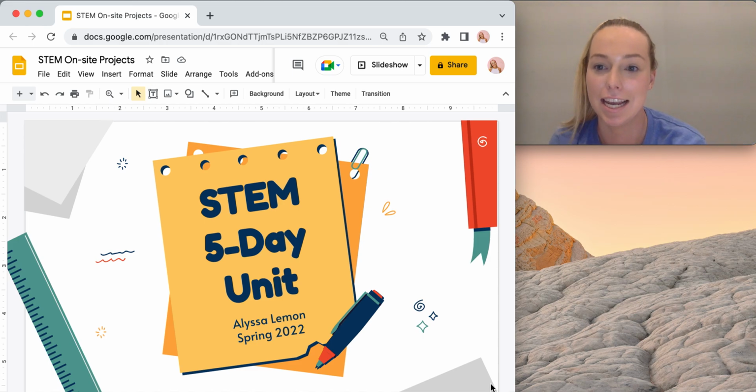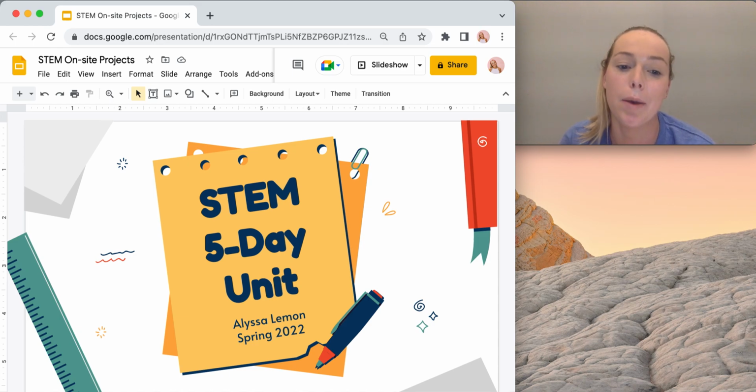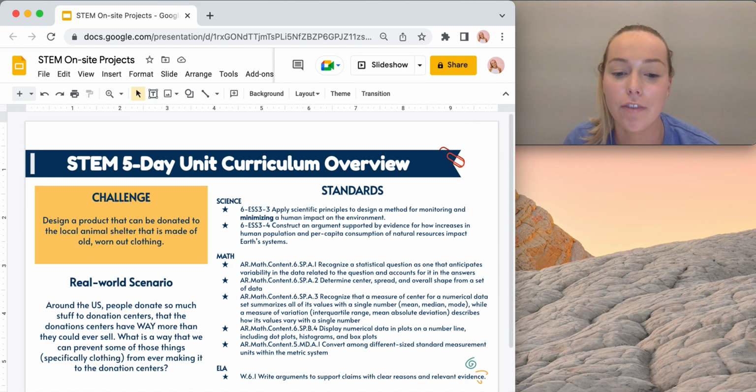So I was in a sixth grade classroom, so in a middle school setting, but we did our 5-day unit over human impact and math standards. Throughout our 5-day unit, we designed a product that could be donated to a local animal shelter that was made out of old or worn out clothing.